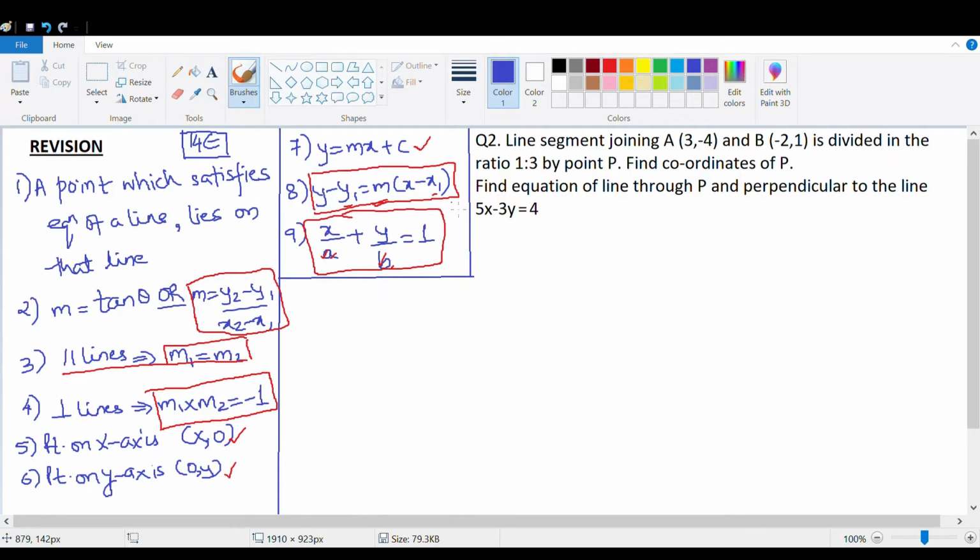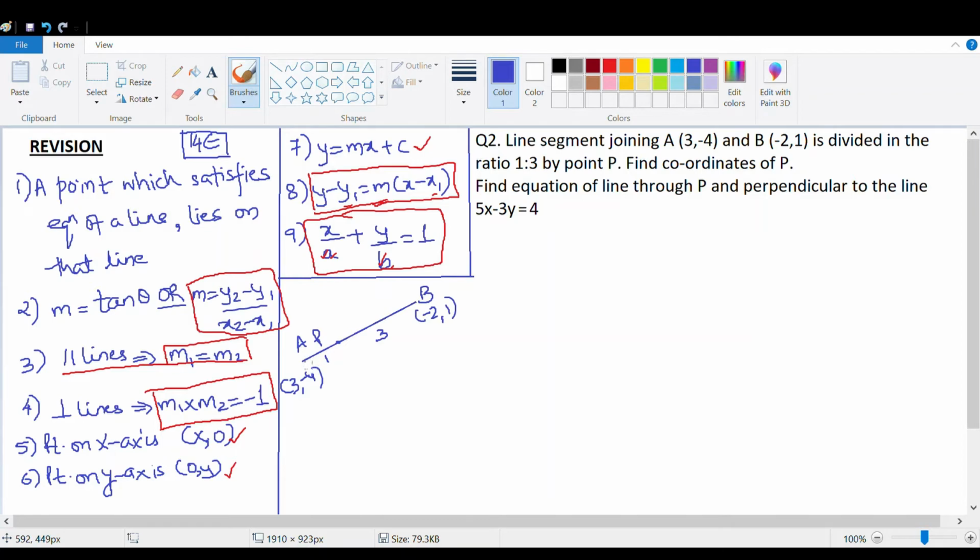So this is exercise 14E, question number 2. The line segment joining A and B is divided in a ratio by point P. So let's do a rough diagram. This is my line segment joining A and B. So this is point A, this is point B, this is (3, -4), and this is (-2, 1). This is divided in the ratio 1:3 by P. So this is, let's say, point P, and this is dividing it in the ratio 1:3. So we need to find the coordinates of P.